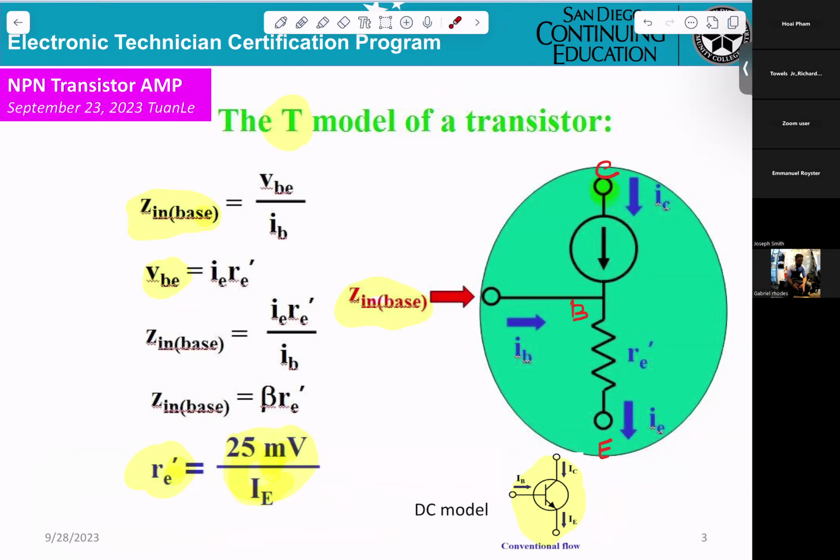Okay, let's see. G in B equal beta times R prime E. Okay?